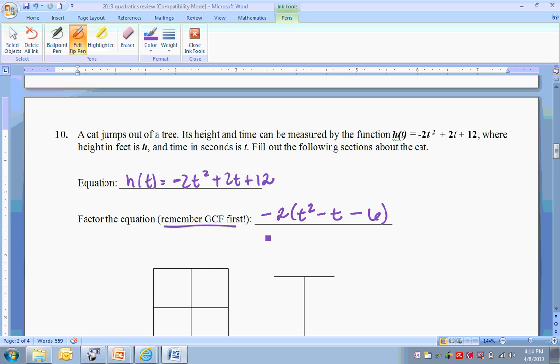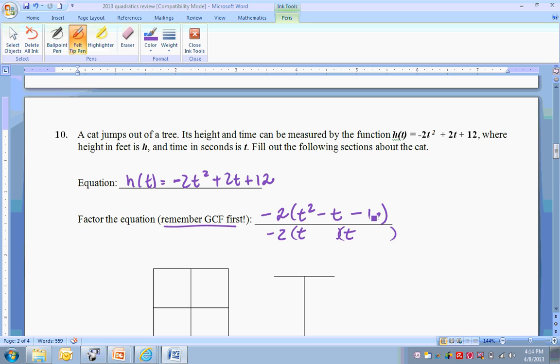So I pulled out my GCF first, and now I have to figure out if I can keep going. Well, I can, because I can factor what's left inside the parentheses. If you're ignoring the -2 outside, I can set up shop because there's not a number in front of t squared. So I'm going to set up shop. I put a t in the front of each set of parentheses, in each one of my factors.